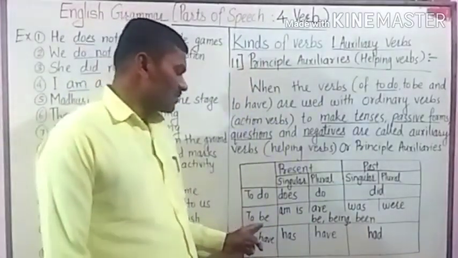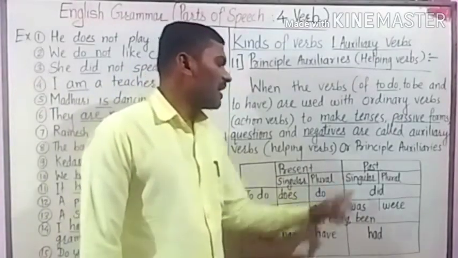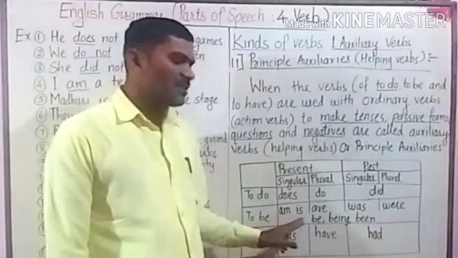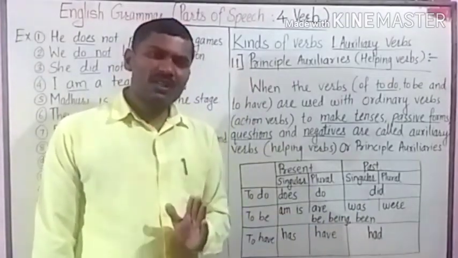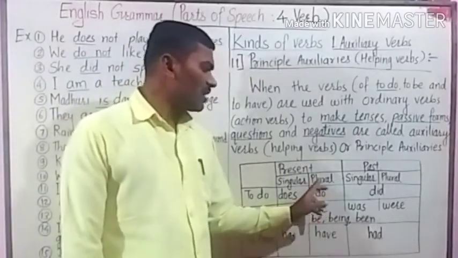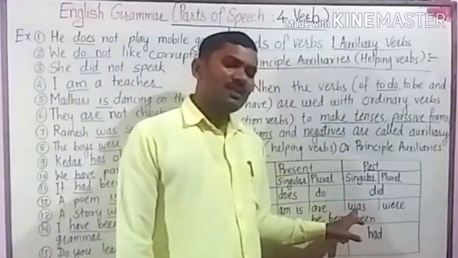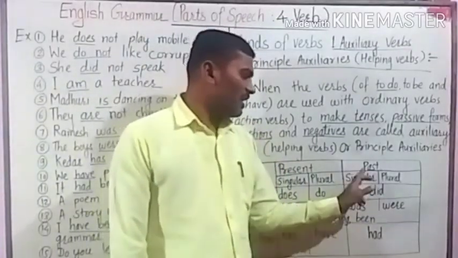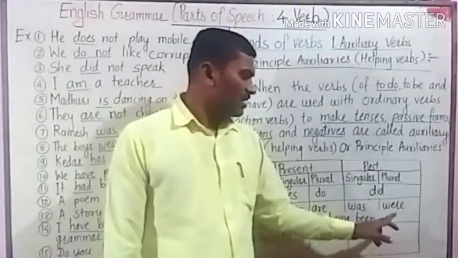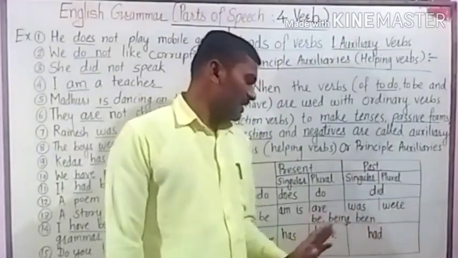To be: am, is, are in present tense, and in past tense was, were. Am, is, these are singular, are, this verb is plural in present tense. Was is singular in past tense, and were is used as plural in past tense.